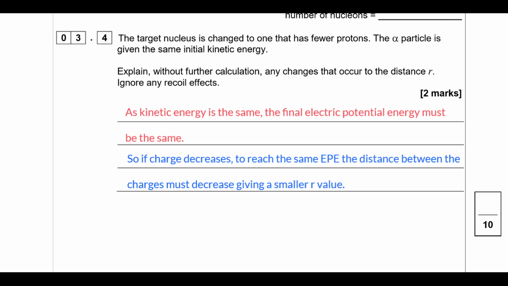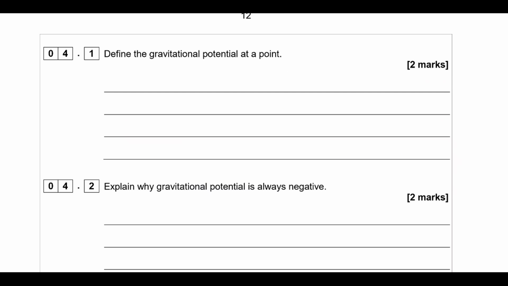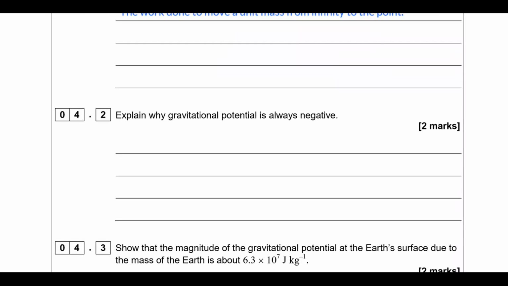Nice quick one there. So the first question wants us to define the gravitational potential at a point. So it's the work done to move a unit mass from infinity to that point. So let's write that down. Not sure why we need all that space, but never mind.